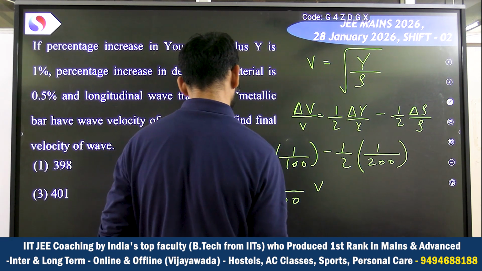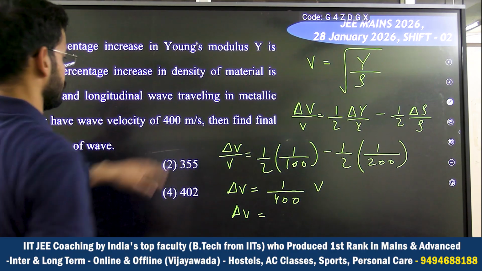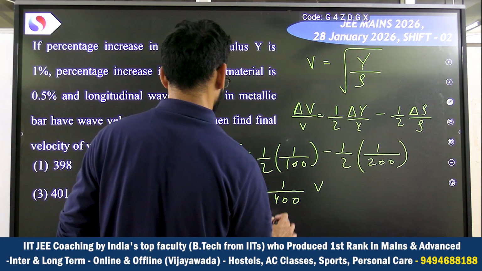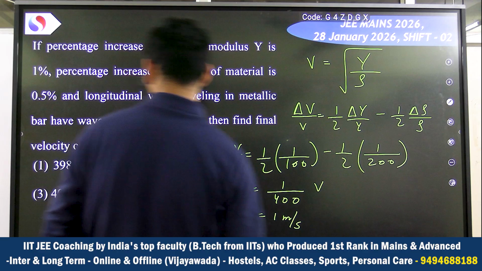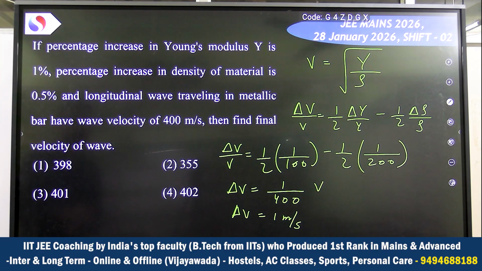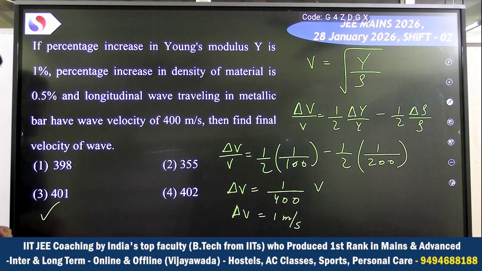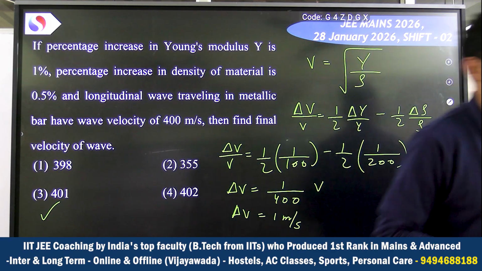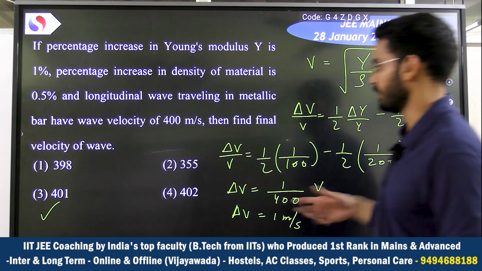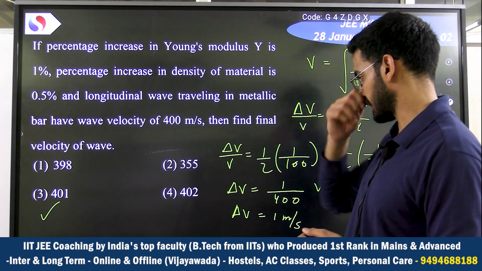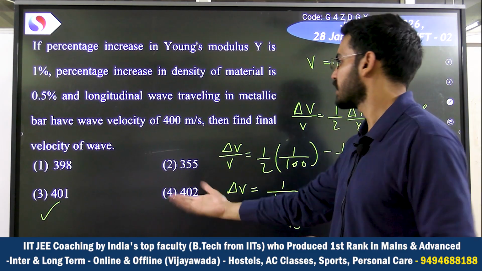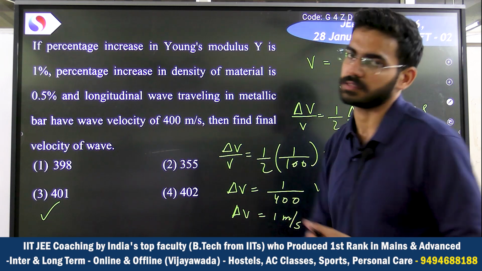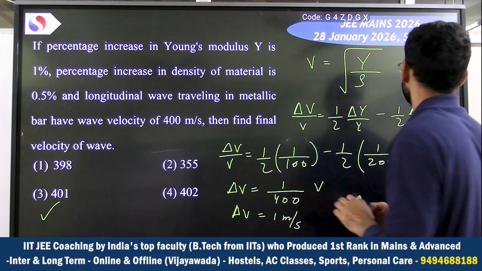So delta V will come how much? So V value is 400, 400 by 400, that is 1 meter per second, right? So final will become how much? 401. So that's your answer, third option. Okay. Delta V, change in speed, how much came? 1 meter per second. If it had come negative, let's say -1 meter per second, then I would have gone for 399, right? Because 400 is the original. Okay. I hope this point is clear.